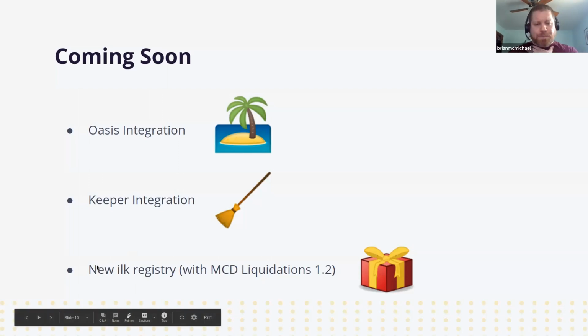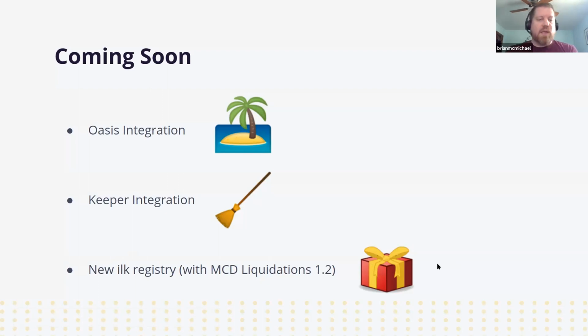And then I mentioned before that there is a new ilk registry coming with Liquidations 1.2, and that'll add some new features at the request of the integrations team. And feel free to look through it. It's public. The code is available for audit, and if there's any features that you think should be there, you can throw an issue on the repository and let us know.